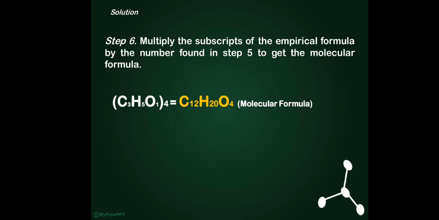So 4 times 3 is equals to 12. We have C12. Then 4 times 5 is equals to 20. We have hydrogen 20. And 4 times 1 is equals to 4. And we have now O4. Okay, so for the molecular formula here now is C12H20O4. So now it's named as a dodecenedioic compound.